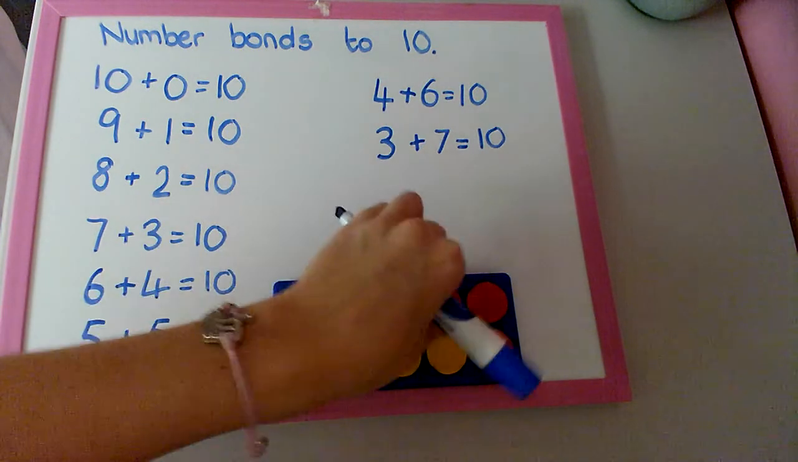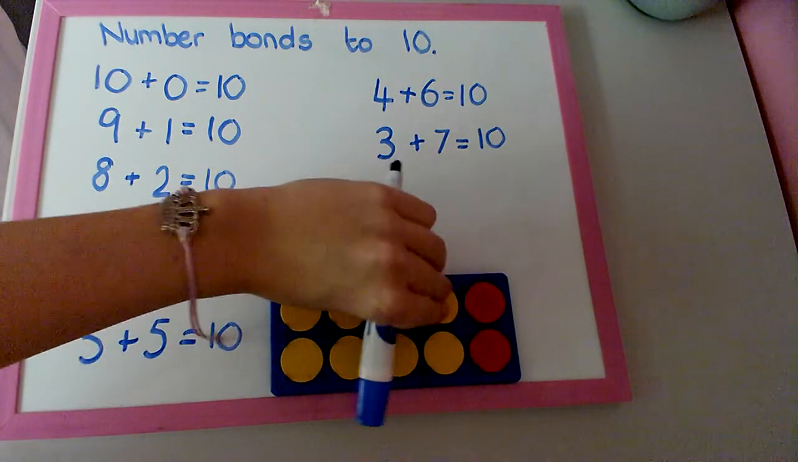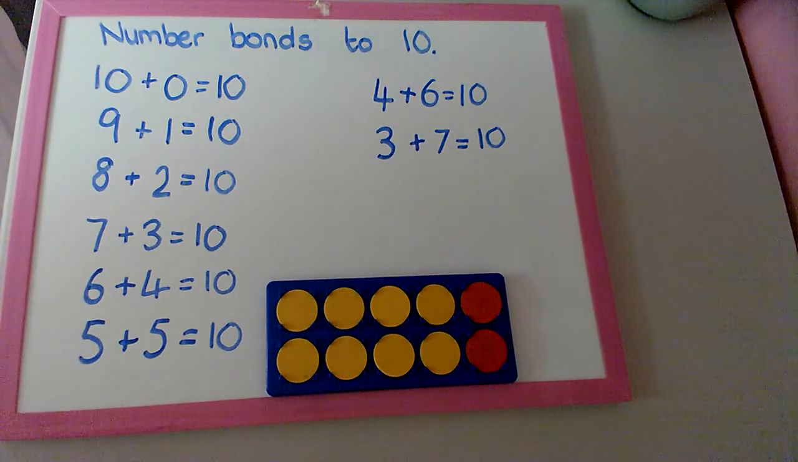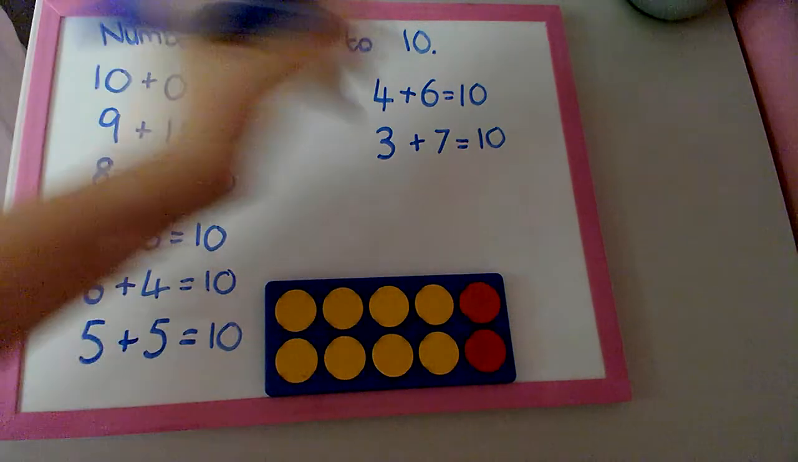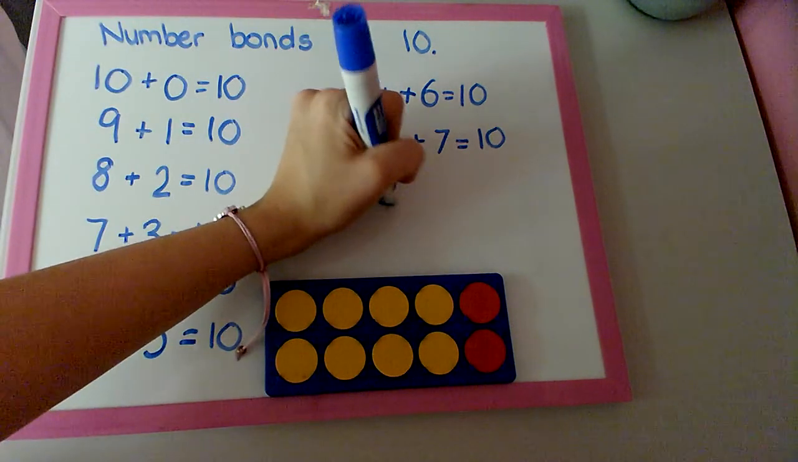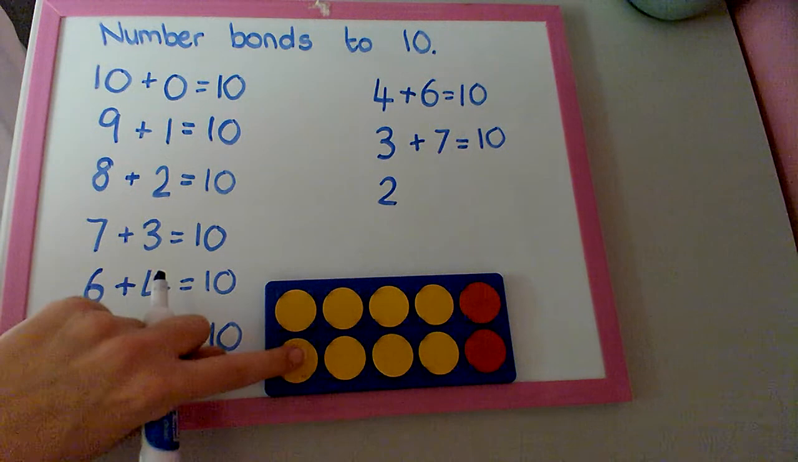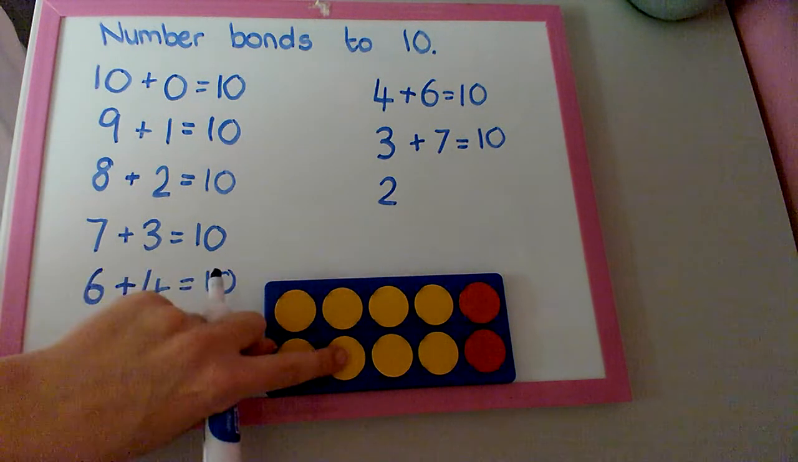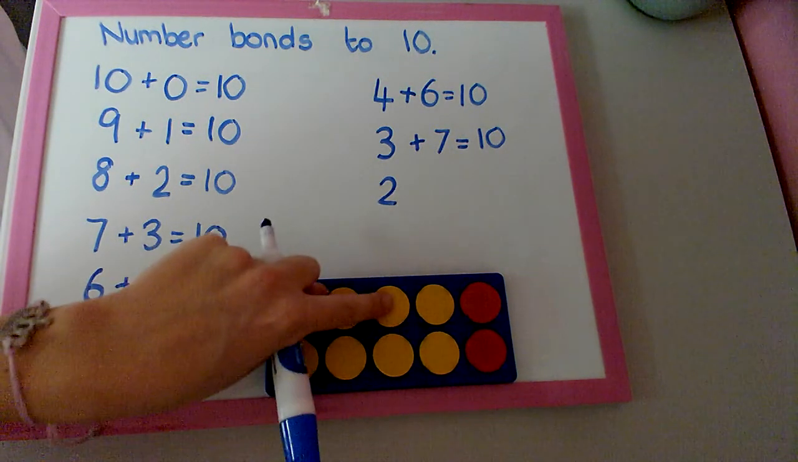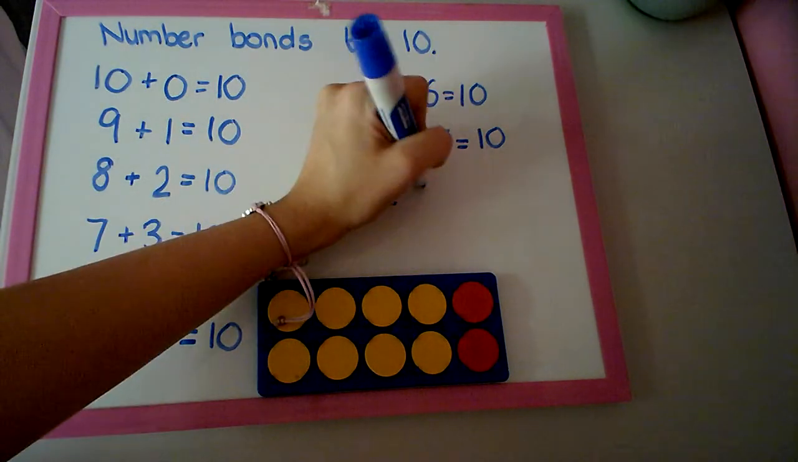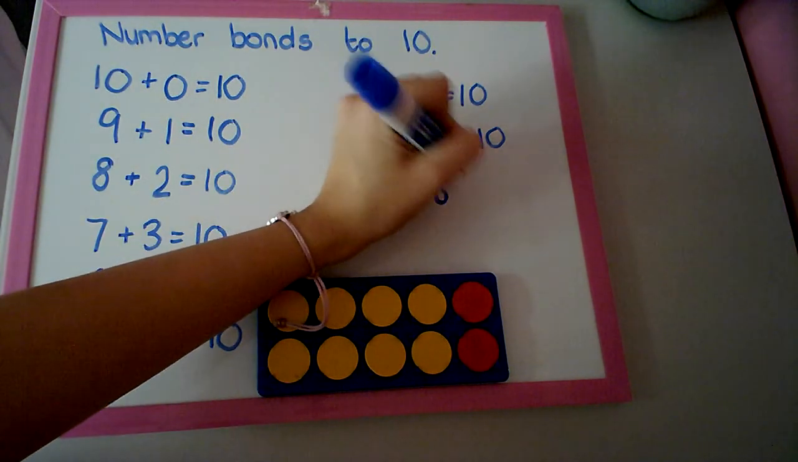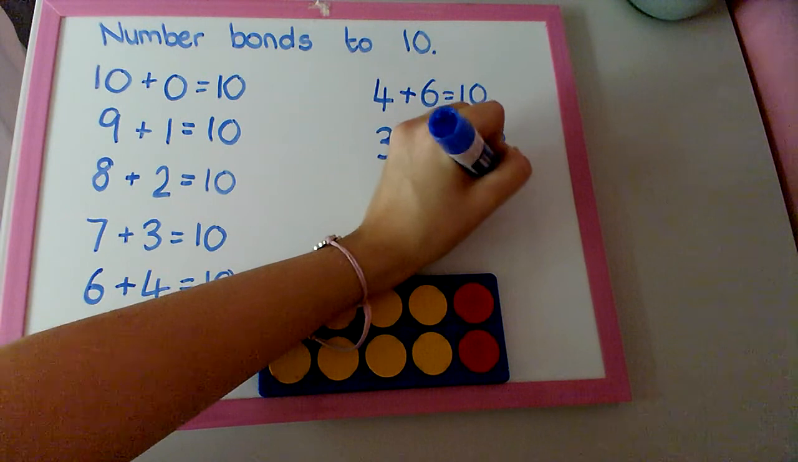Let's turn another red counter around. How many red counters do I have left? 1, 2. So I have 2 red counters. And how many yellow? 1, 2, 3, 4, 5, 6, 7, 8. So 2 add 8 equals 10.